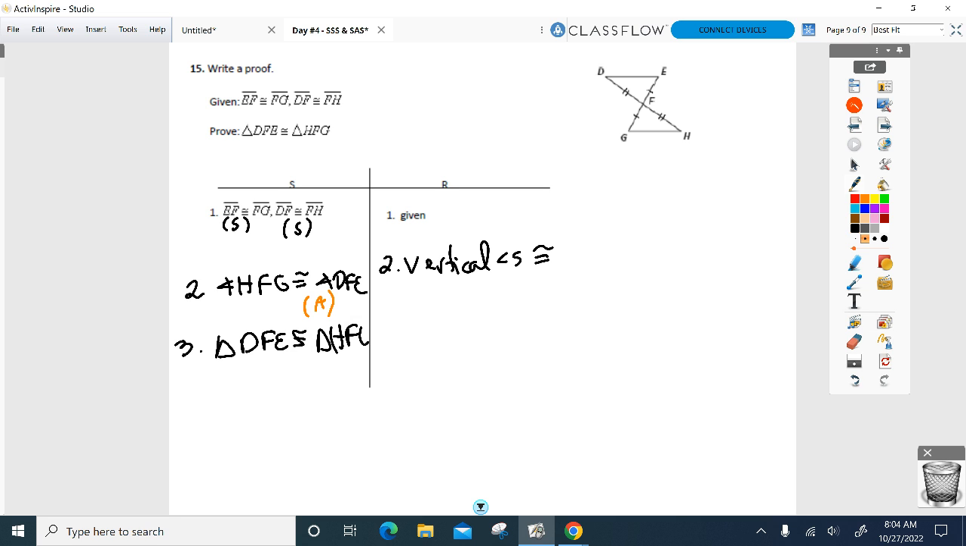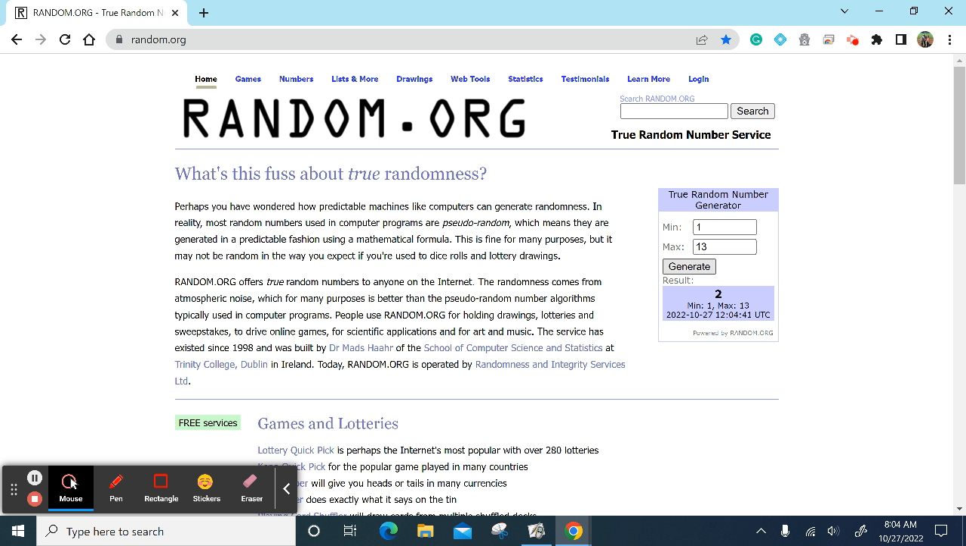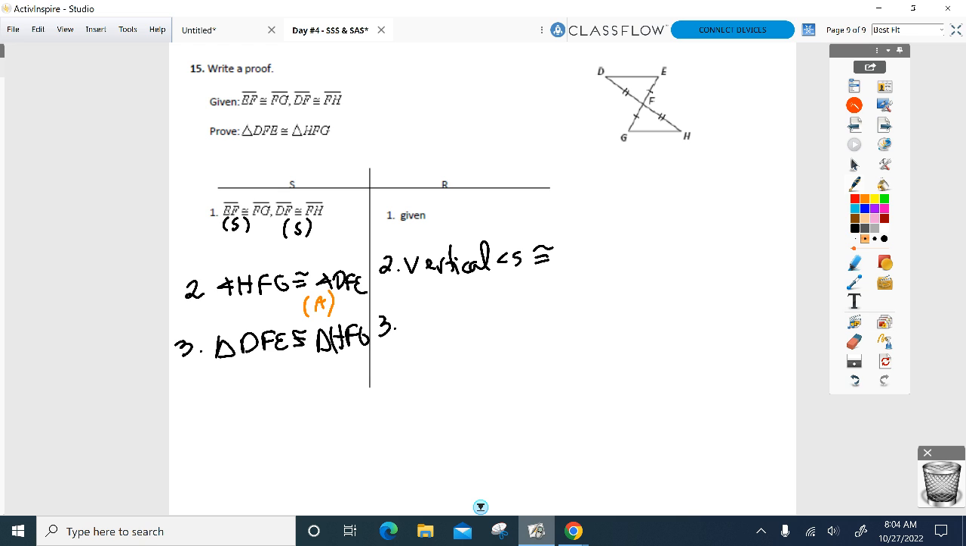And now why are the triangles congruent? By side angle side. Alrighty. There it is. All right. Any questions? All right, let's get rolling. What do you say?